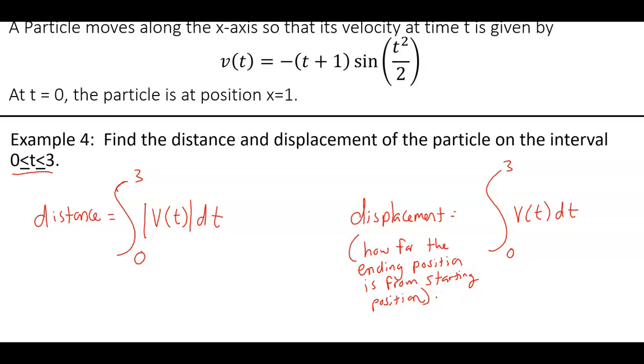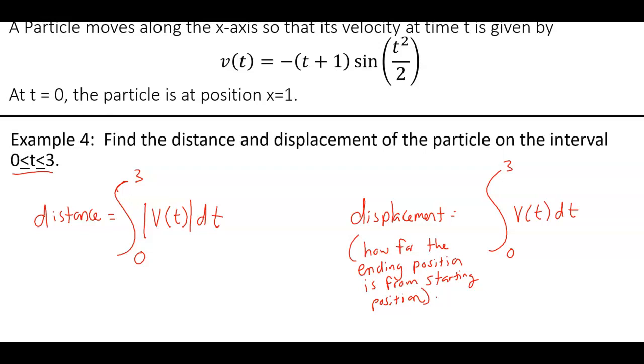Now, if the object was always moving in one direction, then the distance and displacement will be equivalent. Maybe an opposite sign, but same value. But if the object is bouncing back and forth, which ours was, the distance and displacement will definitely not be the same. The distance will be much bigger than the displacement because every time it goes back and forth, the displacement kind of gets reset to where it was. But distance will just keep increasing and getting bigger and bigger and bigger. Okay, so that's what those two things are.